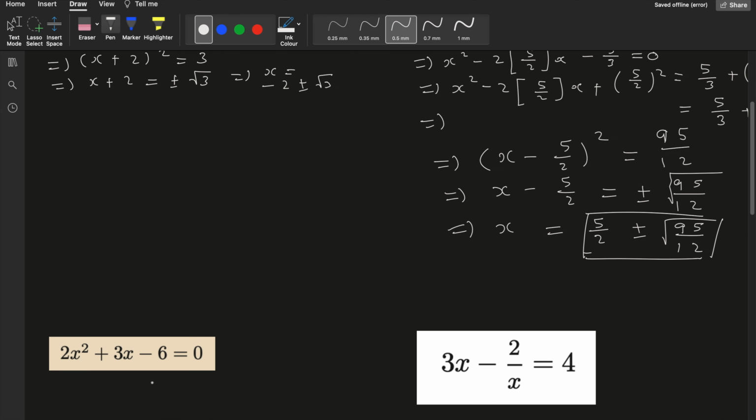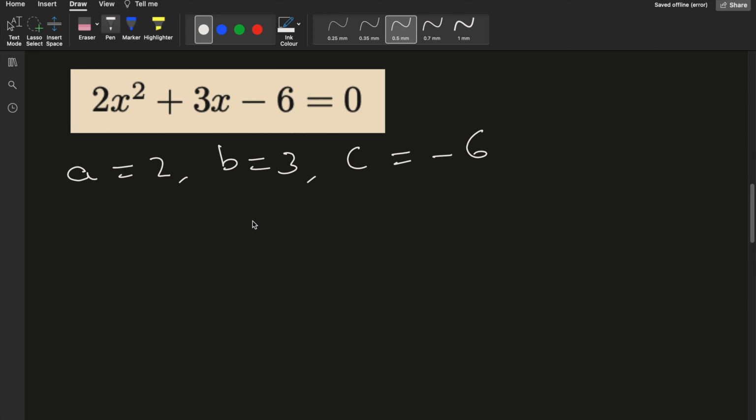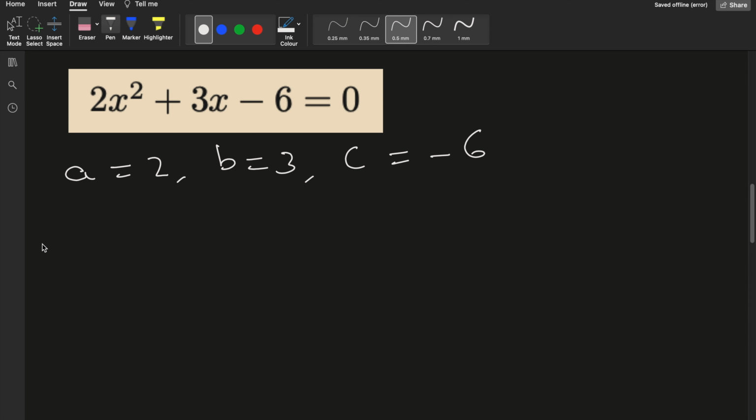Okay, let's just take this example. We know the formula x equals, actually, you know what? Let's just make this a little more clear for us. We'll just write a equals 2, b equals 3, c equals minus 6. And now it will be very simple. All we got to do is plug in the values.